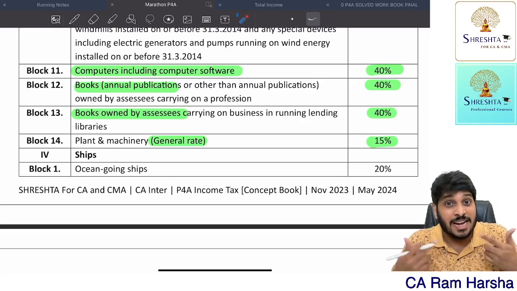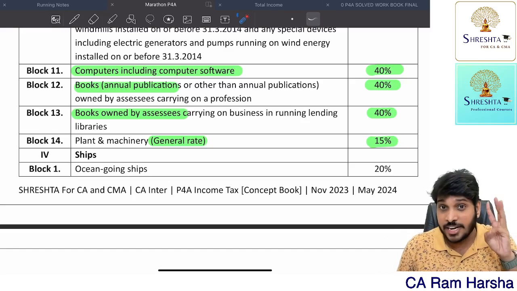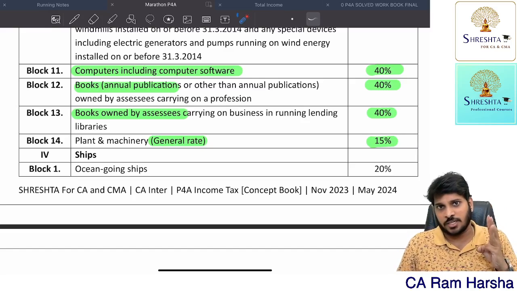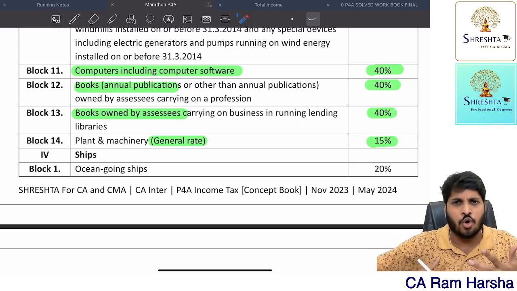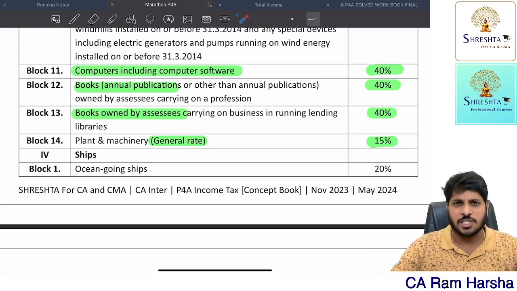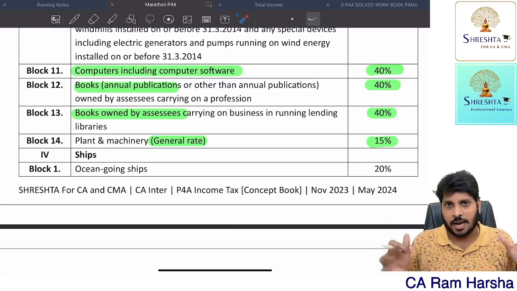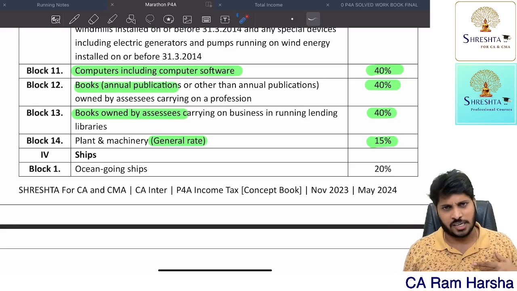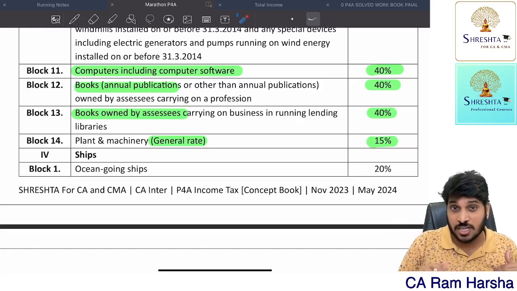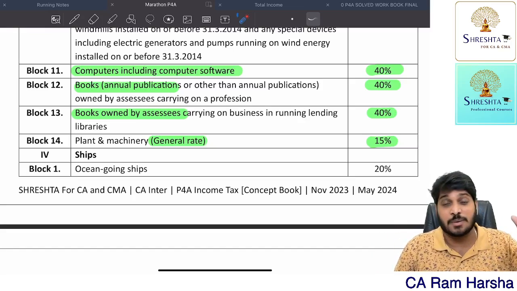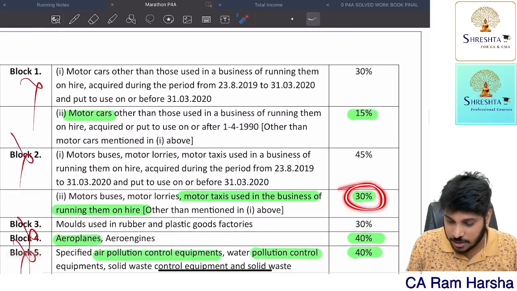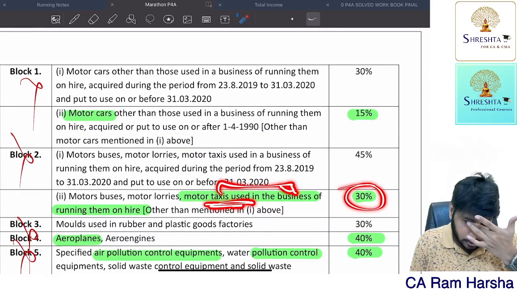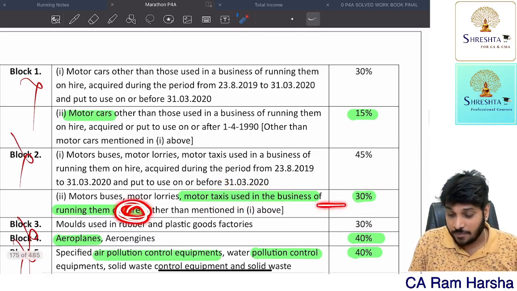Suppose I am renting the car, hiring the car, then the rate of depreciation on that car is 30%. Suppose I am using the car only for my business purposes, normal business, to travel from home to office and on business trips. I am not renting the car, I am not a car dealer, I am not a transport operator. For a transport operator, if he purchases a car for renting or hiring purposes, the rate of depreciation on that particular car is 30%. So a motor car used for business on hire, 30%.